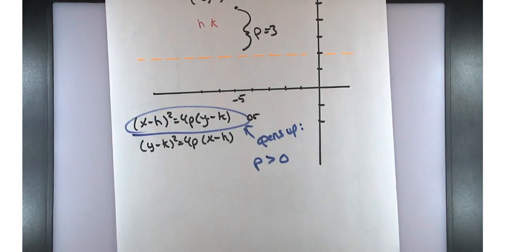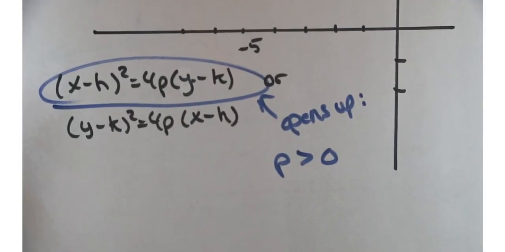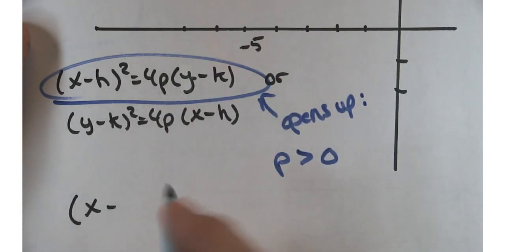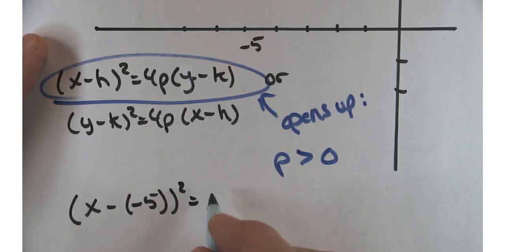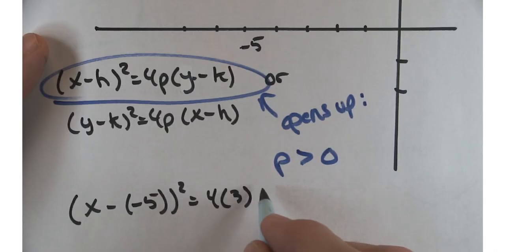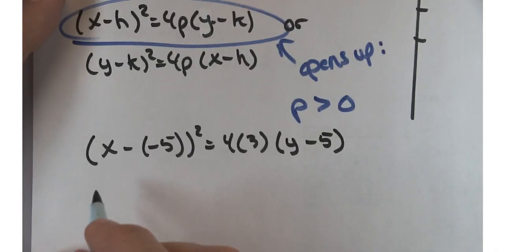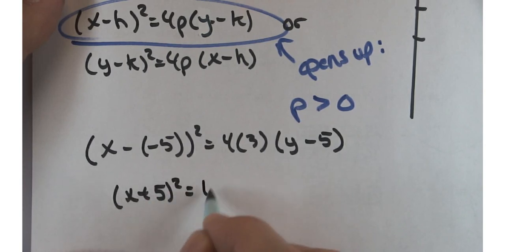So we can fill this all in then. Find our equation. (x minus negative 5) squared equals 4 times 3 times (y minus 5). Overall, (x plus 5) squared equals 12 times (y minus 5).